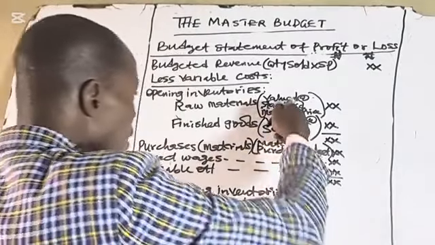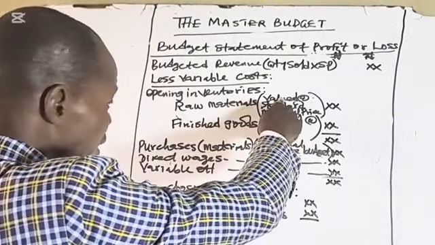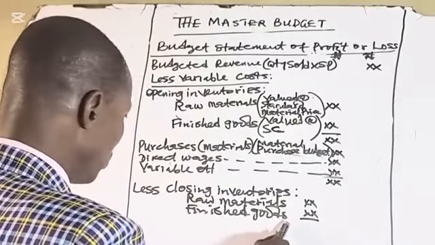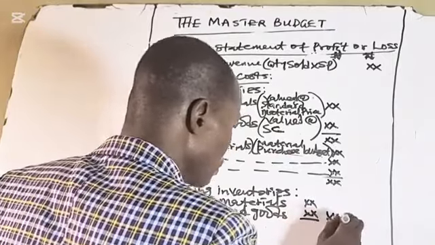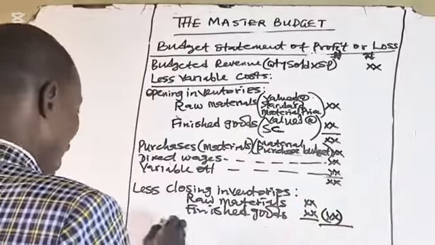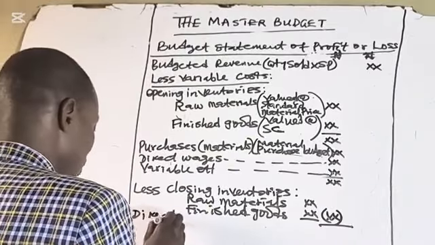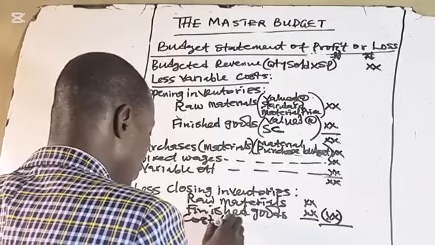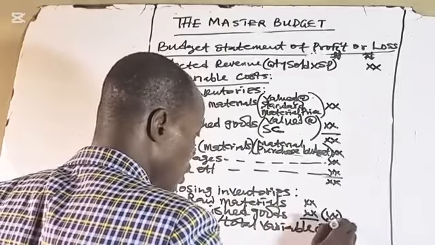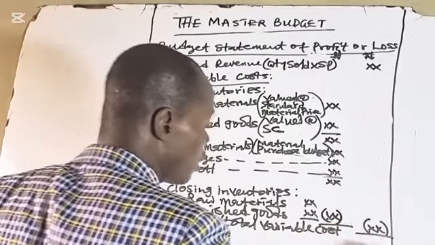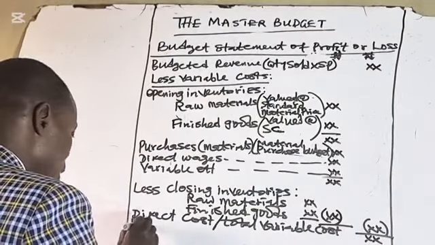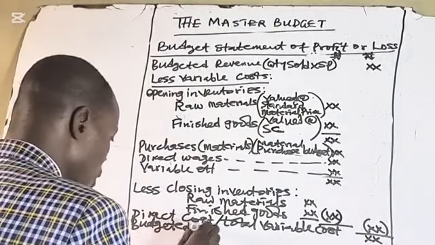The same way you value your opening inventory, the same price or cost you use in valuing your opening inventory will be used to value the closing inventory. So when you less the closing inventory, you get the direct cost or variable cost or total variable cost. If you deduct the direct or your variable cost, you get the budgeted contribution.